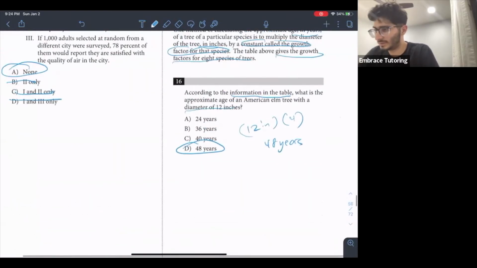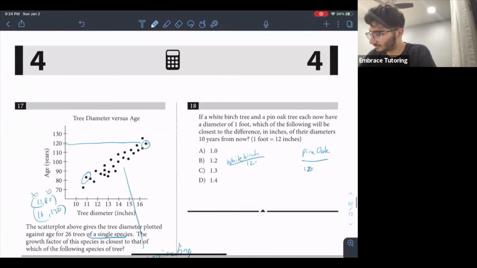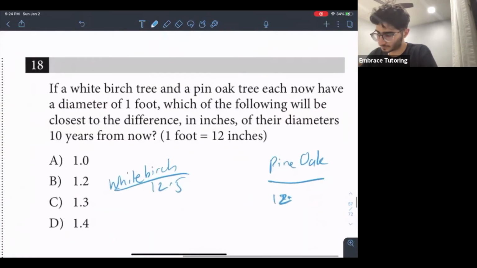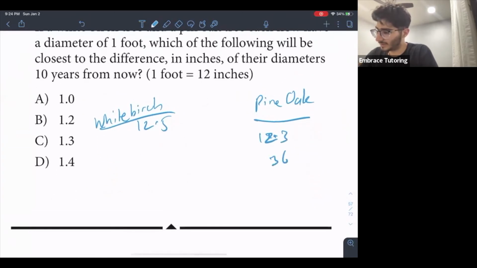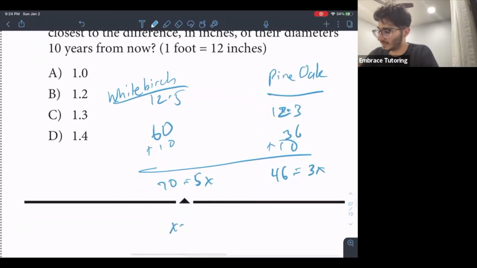White birch 5, pine oak 3. Should be 60 here and then 36 here, and then you add 10 to both because it's 10 years, 70 and 46. And then it would be equal to the growth factor, should be 5x, and this would be 3x. You do 70 divided by 5 to get 14. And then 46 divided by 3 to get 15.3333, which is equal to x.